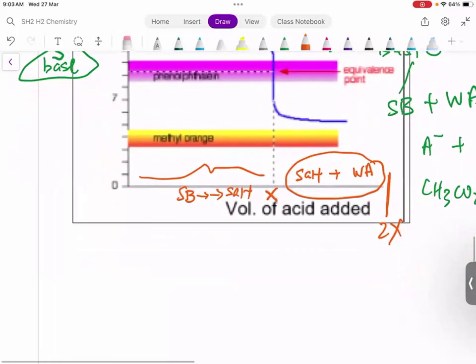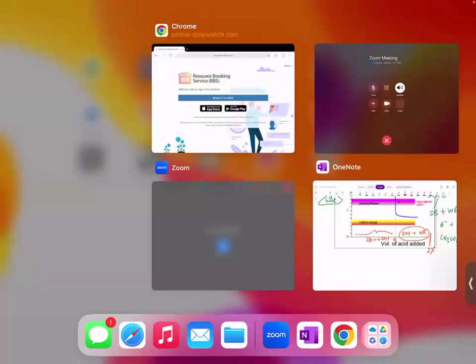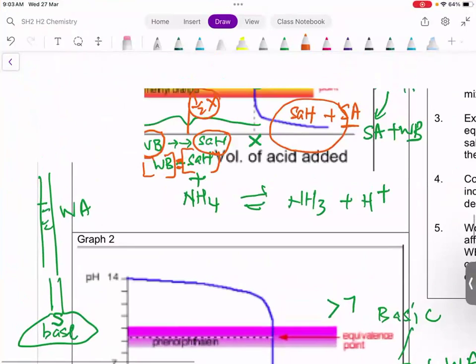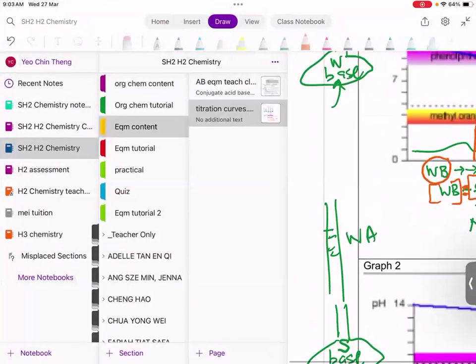I hope that you have learned something from this group discussion. For those who are helping me teach the rest, thank you very much. Okay, let's go back to the content. Any question? Have I clarified all the doubts? Do you have any question to clarify?